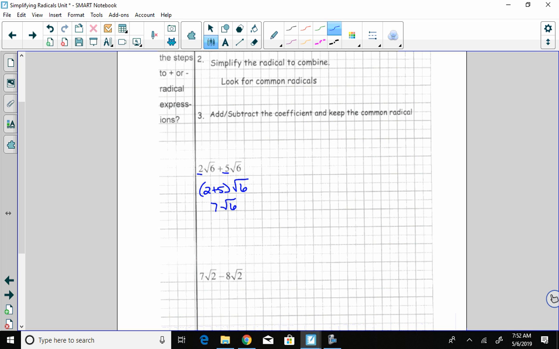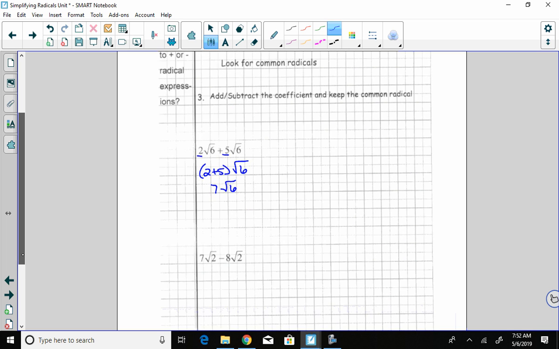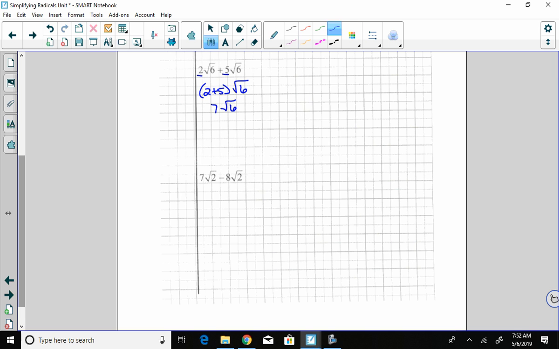Like pretty straightforward. Same thing for subtracting, right? Same thing. 7 root 2 minus 8 root 2. I'm just going to, in my head, do 7 minus 8. Right? 7 minus 8, negative 1 root 2, or just negative root 2, right? Any of those are the correct answers. That first one's just my thought bubble of what I'm doing. So let's keep going.